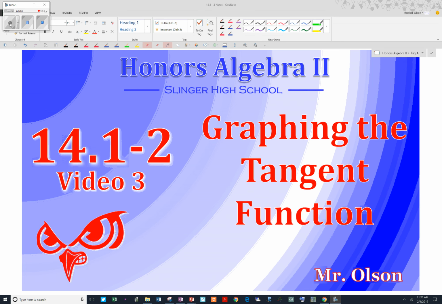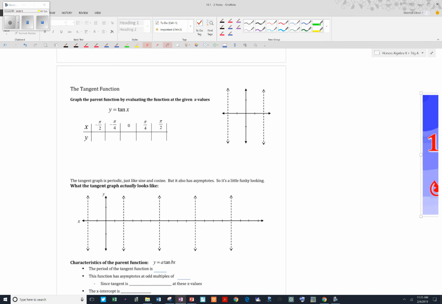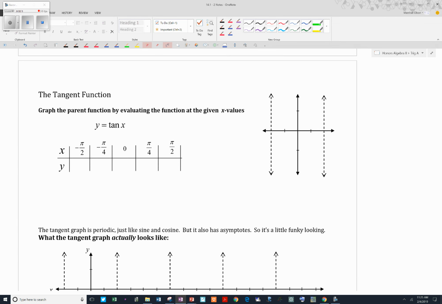We're going to take some time to go over the tangent function now. Hopefully you have a good understanding of what the sine and cosine functions look like, because we're going to use those ideas to help us graph the tangent function. So we get a couple of tangent values into our table here. They're going to help us graph.